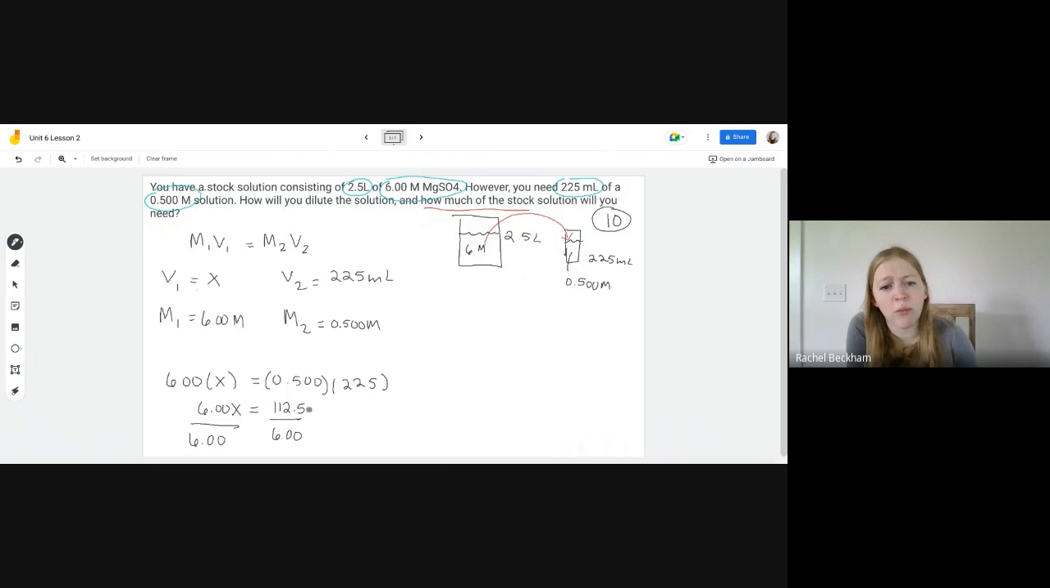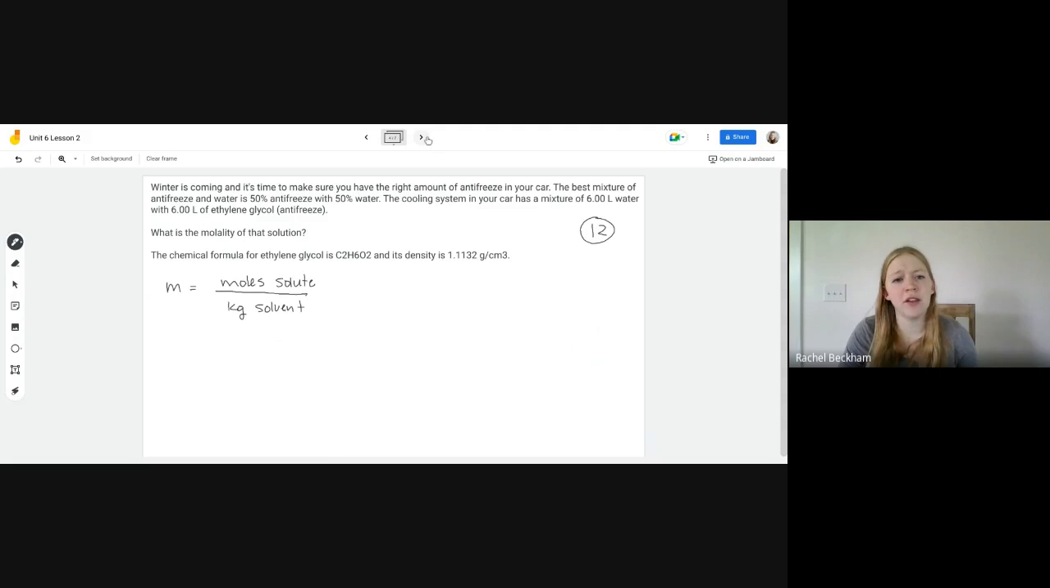So 112.5 divided by 6 is 18.75. So X equals 18.75 mils. That is how much we're going to take out and put into this container. And then we'll top it off with water. And that will give us a new concentration of 0.500. I think the answer on yours, though, I think it rounded it differently, is 18.8. Is that right? Yeah, 18.8. So that's the answer for number 10. So yeah, let's look at the next one now.